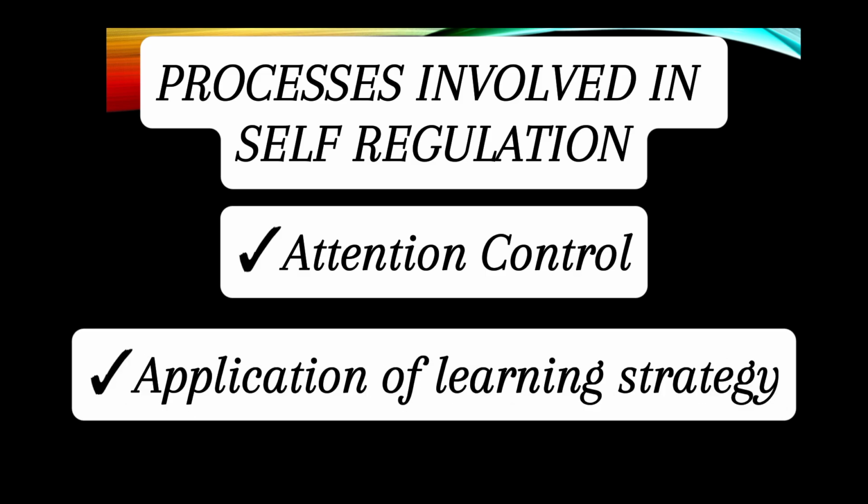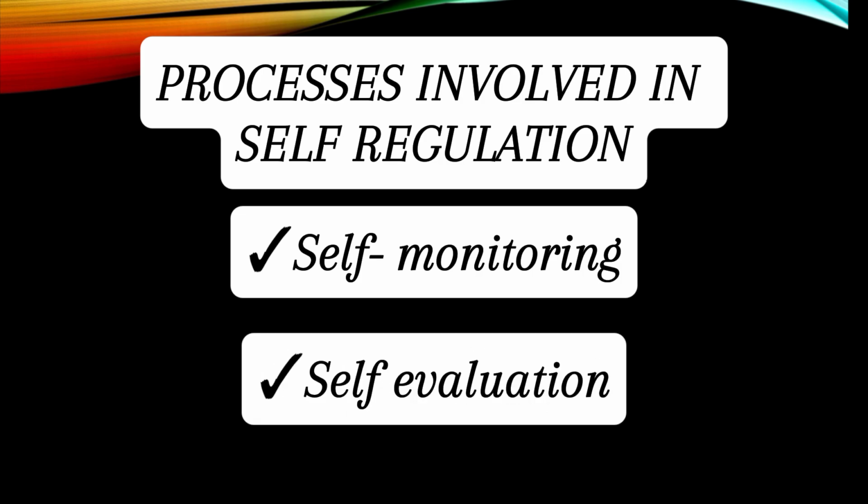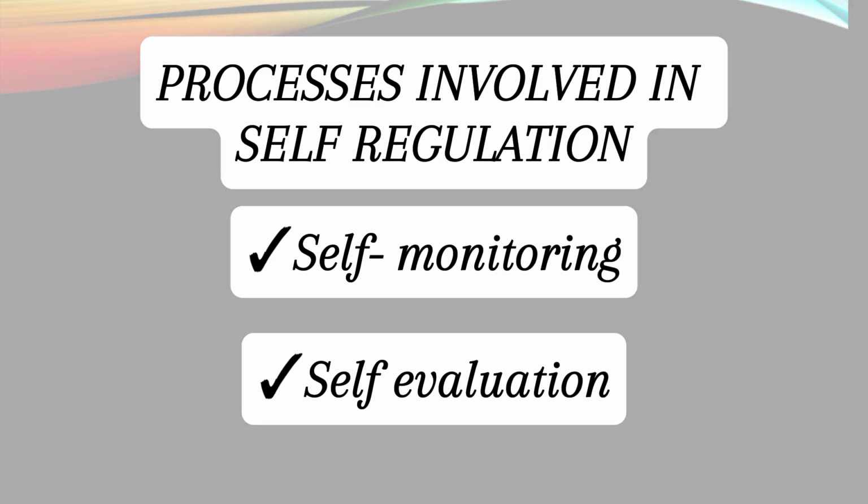Another one is application of learning strategies. In this, they choose different learning strategies depending on the specific goal they want to accomplish. Self-monitoring is also one of the processes where students continually monitor their progress toward their goals, and they change their learning strategies or modify their goals if necessary. Lastly, is the self-evaluation. Learners determine whether what they have learned is sufficient for the goals they have set.